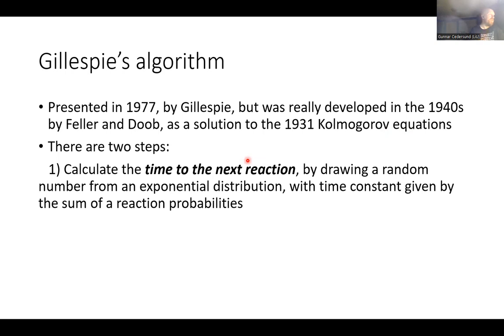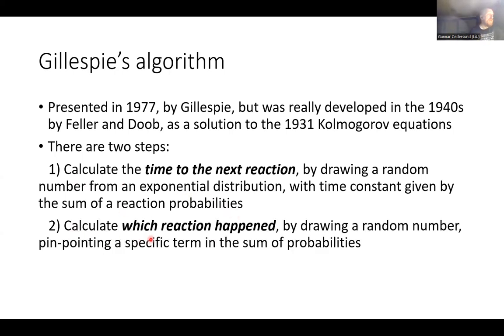And basically there are two steps. The first is to calculate the time to the next reaction. You do this by drawing a random number from an exponential distribution, where the time constant is given by the sum of the reaction probabilities. We'll see an example on the next slide. And then you calculate which reaction happened at this time point by drawing a random number, pinpointing a specific term in the sum of all probabilities.